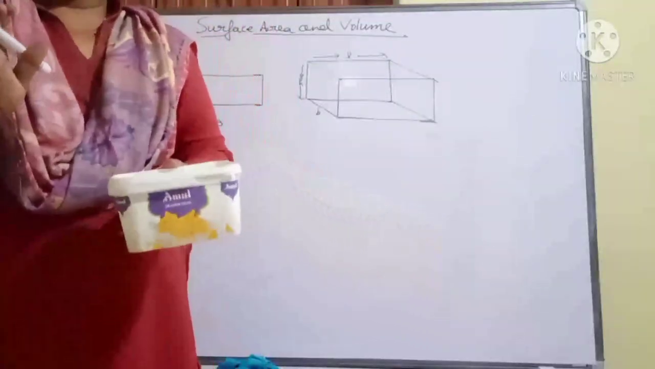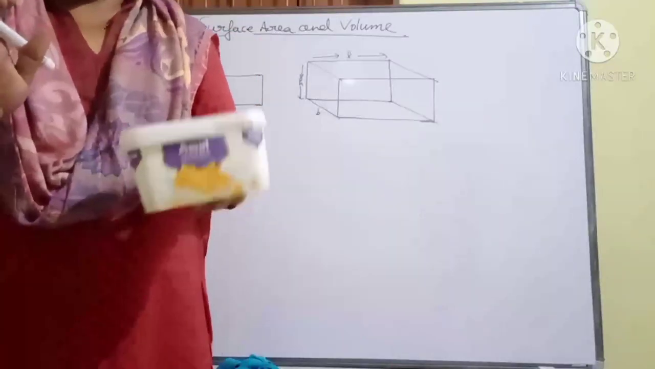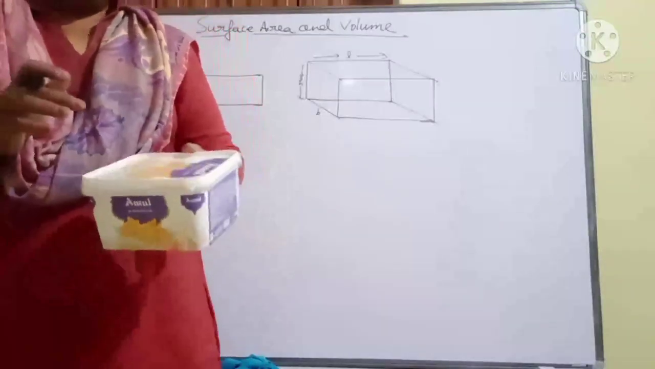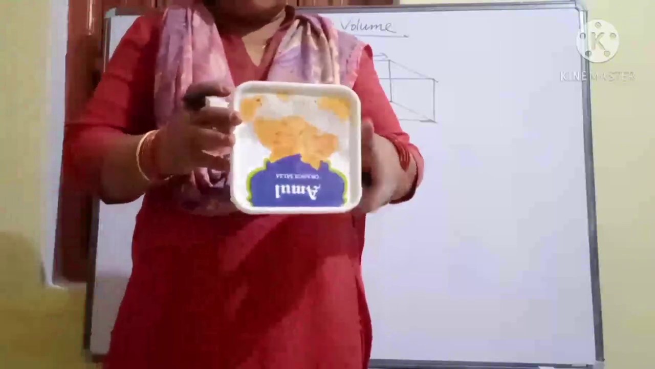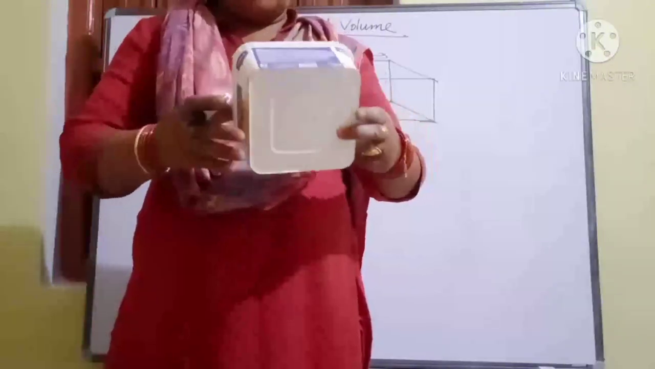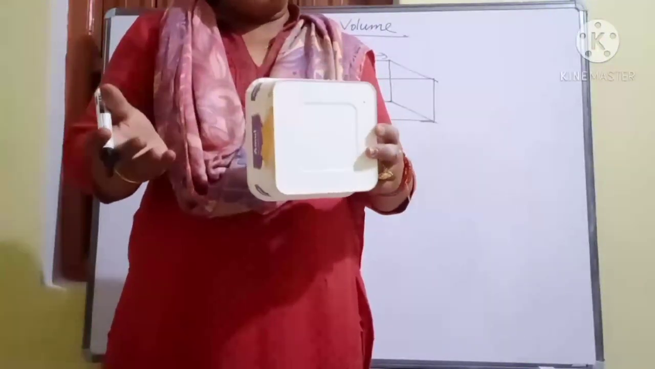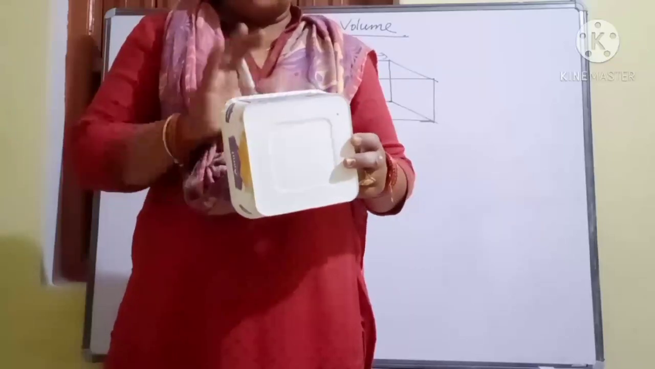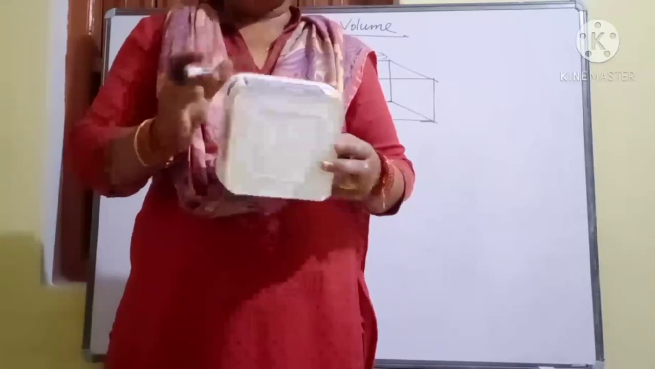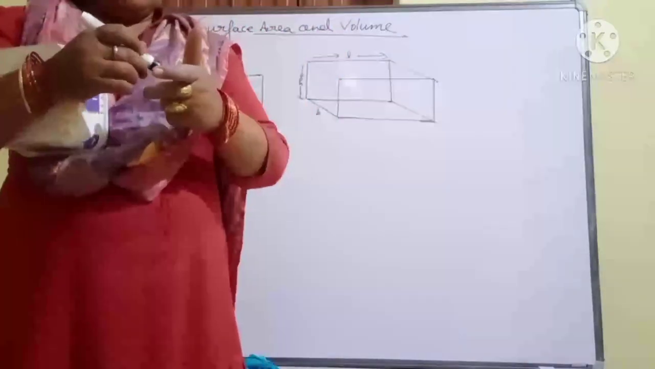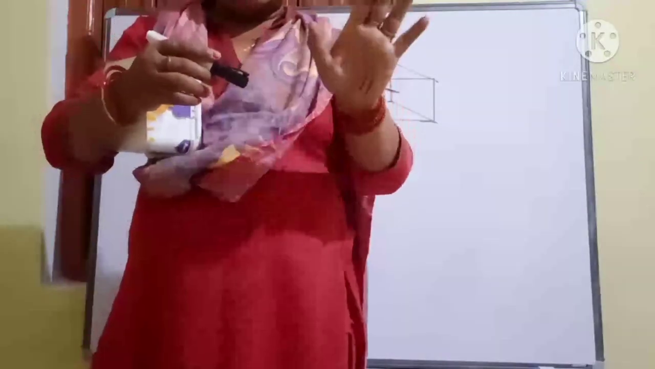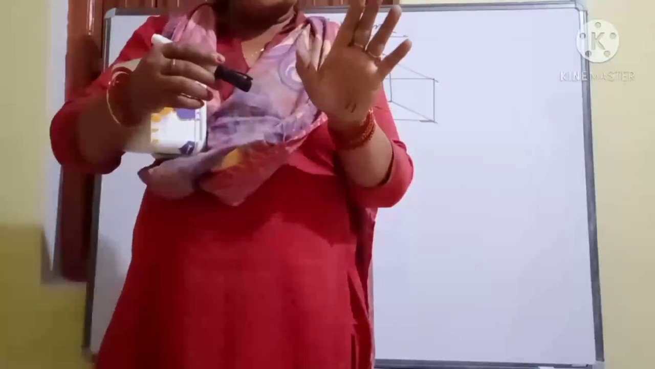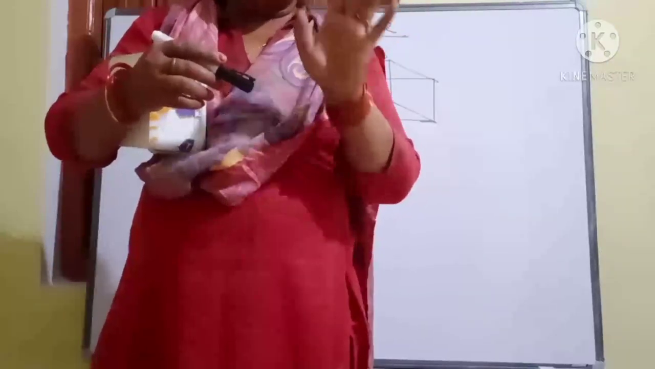Okay. And how many vertices? Vertices means corners will be there beta. See that 4 corners at the top and 4 corners at the bottom, and other than that no corners will be there. So how many vertices will be there beta? 8 vertices. Again listen. How many vertices in cube and cuboid? 8 vertices. How many edges or sides? 12 sides. And how many faces? 6 faces will be there.